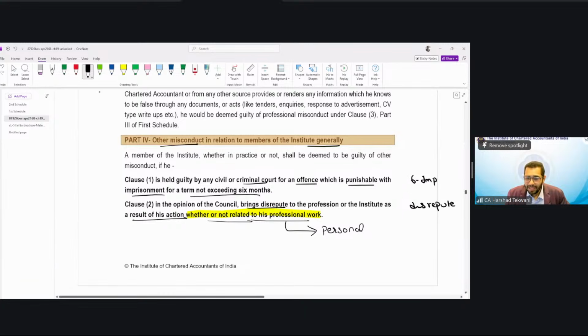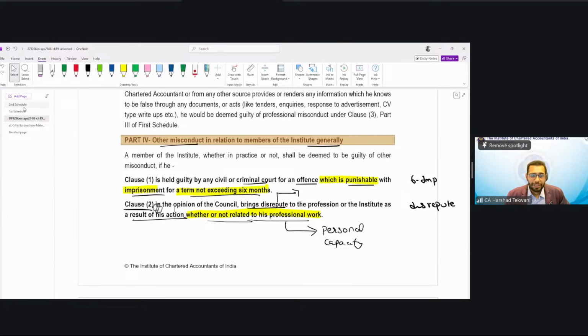So personal capacity is also covered in this particular clause. Now if you bring disrepute to the profession by even performing some task in your personal capacity, this clause can be attracted. Some students may say that clause 1 can also be applicable where he is doing some forgery and legal action has been taken. But clause 1 will be applicable when he is guilty of any civil or criminal offense which is punishable with imprisonment for a term not exceeding 6 months.